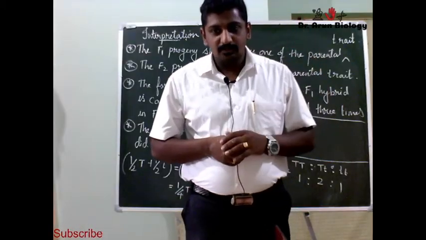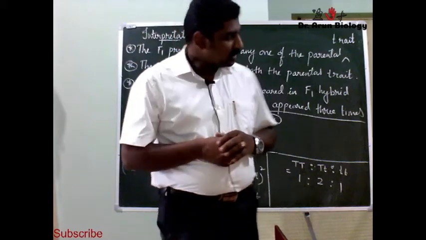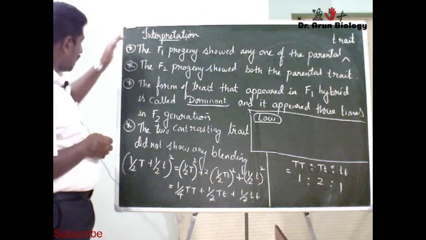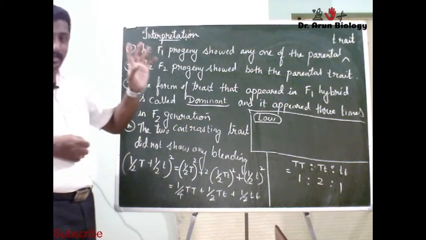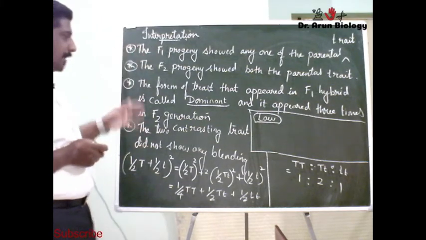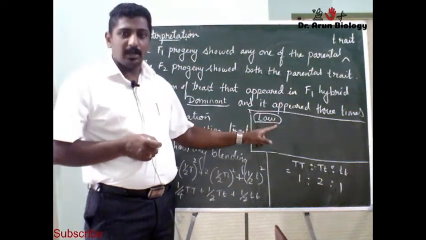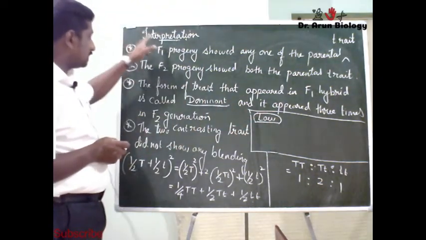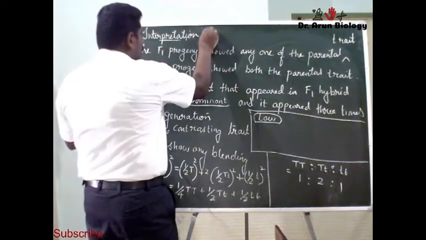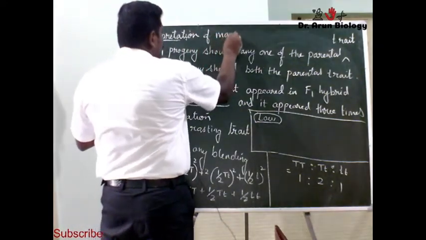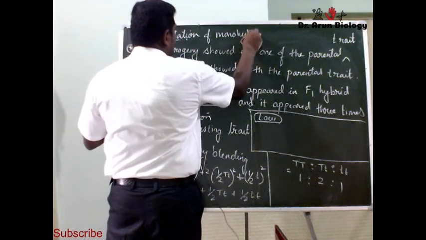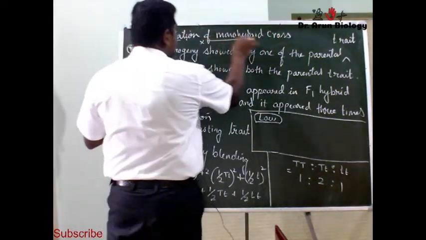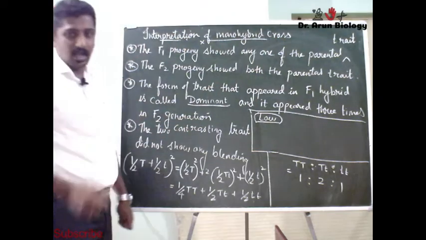Now we are entering into the fourth step of Mendel's approach, that is the interpretation of the results. So 1, 2, 3, 4. Four interpretations I am going to give, and based on this interpretation, how many laws were framed based on monohybrid cross? Interpretation of monohybrid cross. What did Mendel infer from this observation?